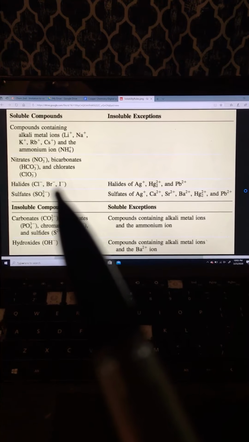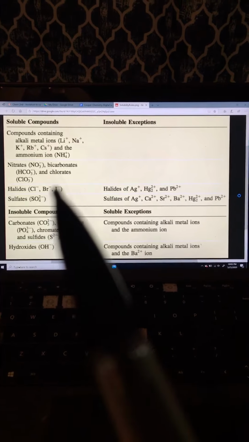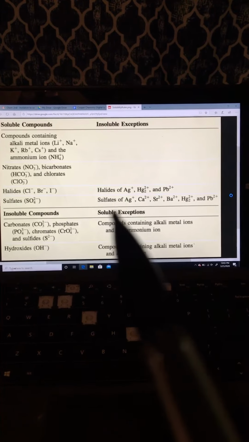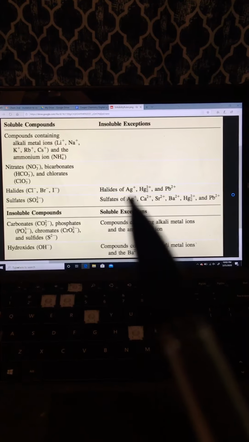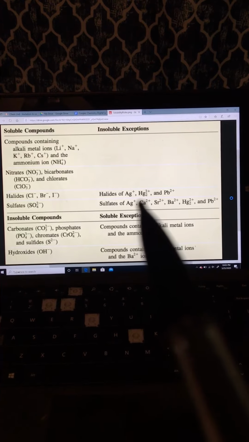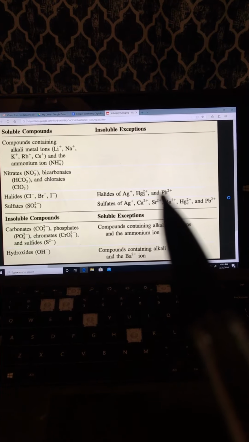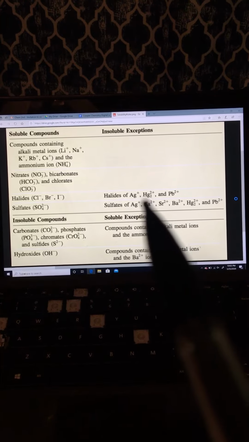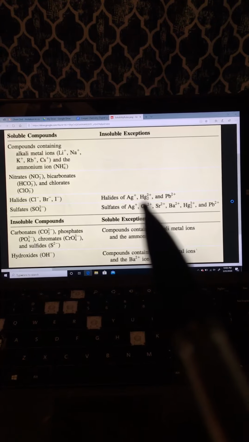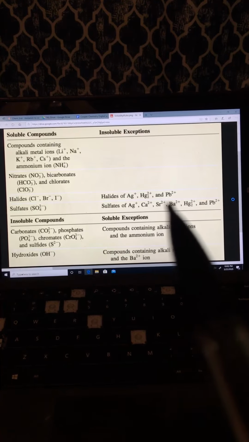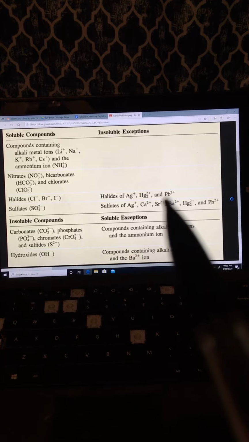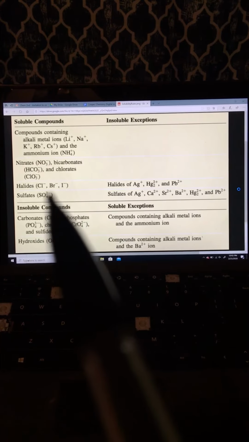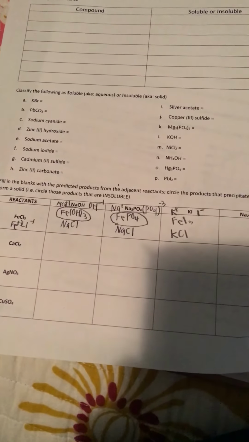It's talking about the halides. So there's an I- right there, and it says this one is actually going to be a soluble compound, but there are exceptions. It says halides of Ag+, Hg2 2+, and Pb 2+. None of those are iron. Is that iron? No. Is Hg2 2+ iron? No. Is Pb 2+ iron? No, it is not. So we know that this one is going to be a soluble compound. So that means we're not going to circle it.